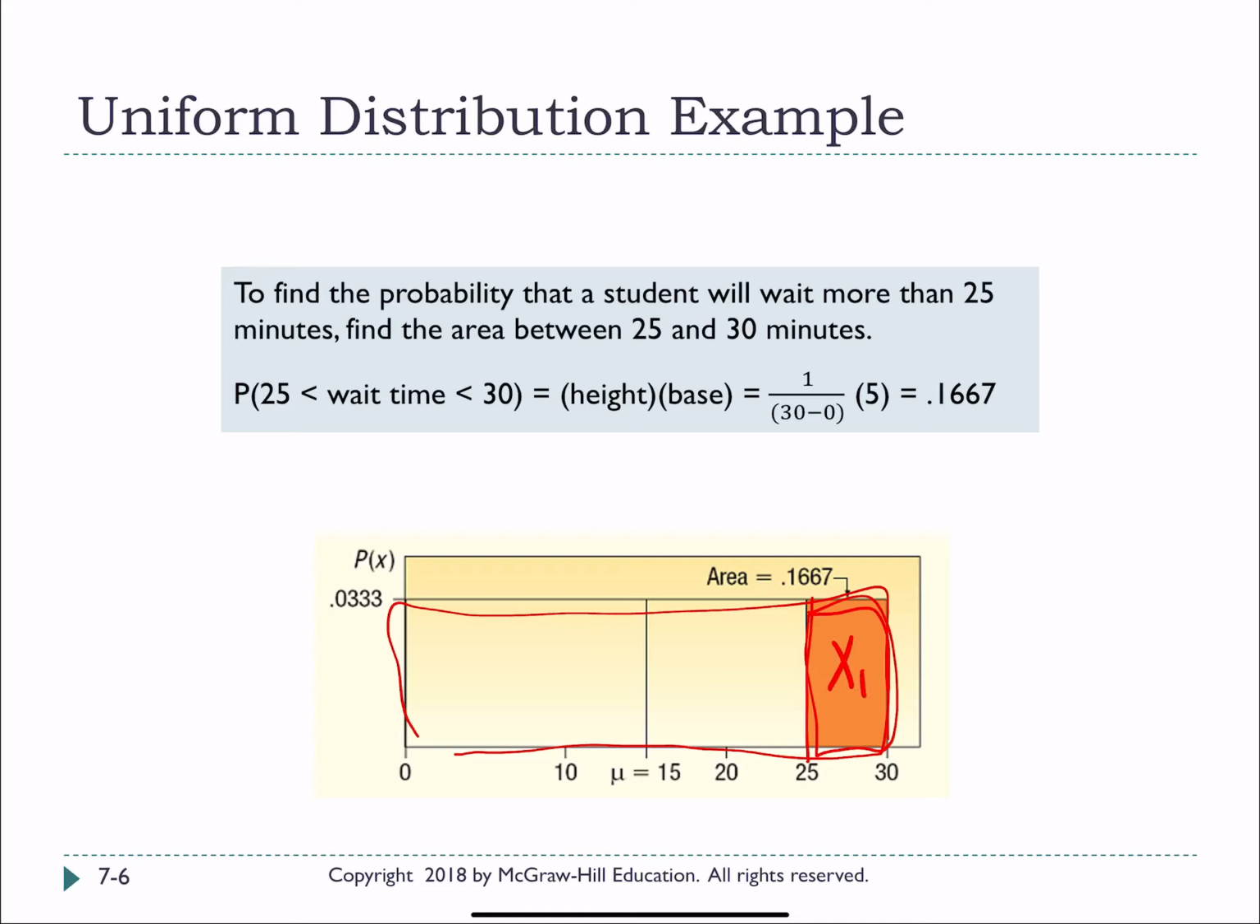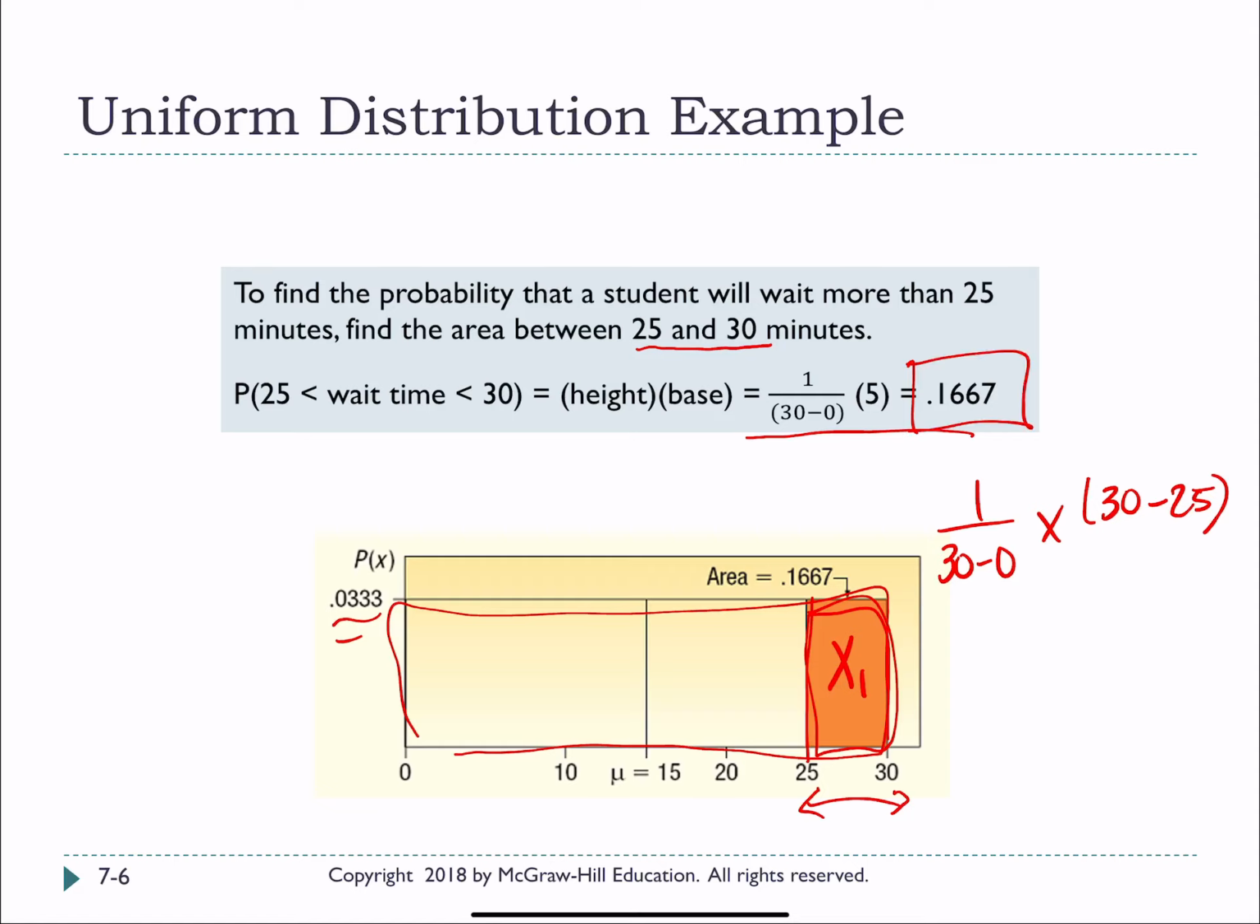Well, we're trying to find the area between 25 and 30. So our base now is 30 minus 25. Remember, our height has not changed. So our height is still 1 over (max minus min) times this new base of 30 minus 25. And so you can see they did the work for us up here. And so the probability that the student would wait between 25 and 30 minutes is 0.1667, or about a 16.67% chance.